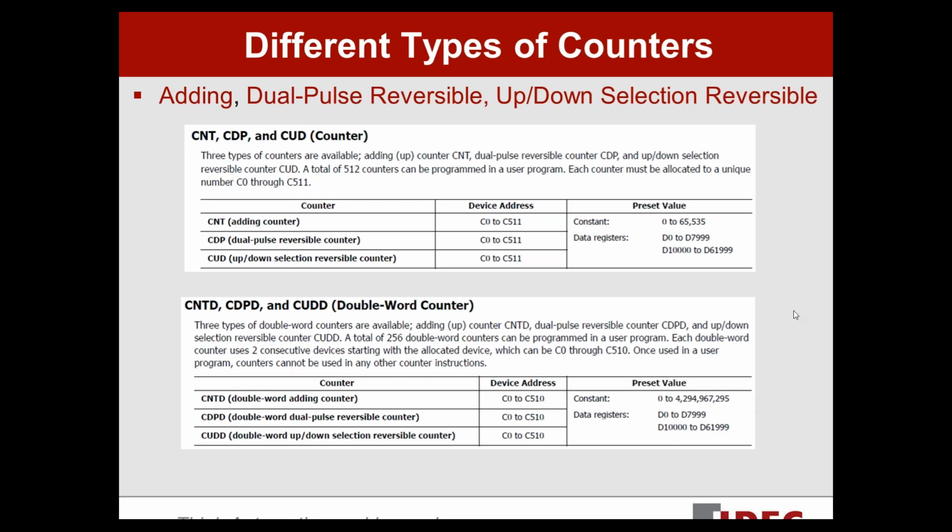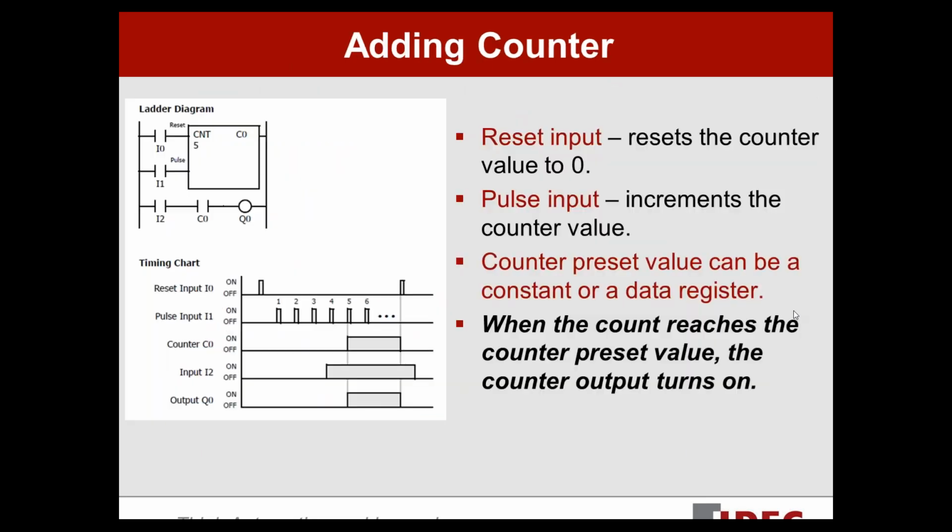All right. So again, 3 different types of counters. The adding counter. Here's an example ladder diagram and a timing chart that kind of shows you what is going on. And again, if you consider the x-axis as your time axis, as you're moving along in time, you can see there we've got just the standard counter block. We've got a reset input there, which is the top input up here at the top, I0 in this example. And in this example, that reset input, what that does is it will reset the counter value to 0.